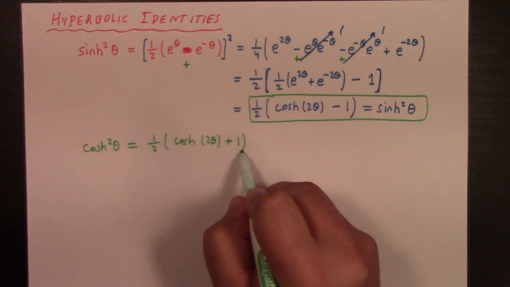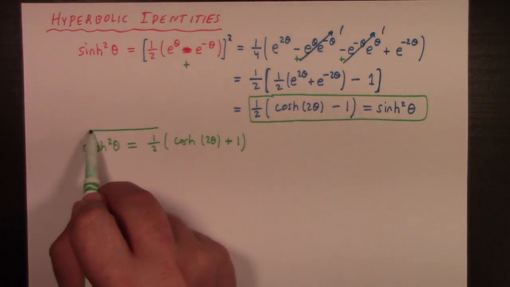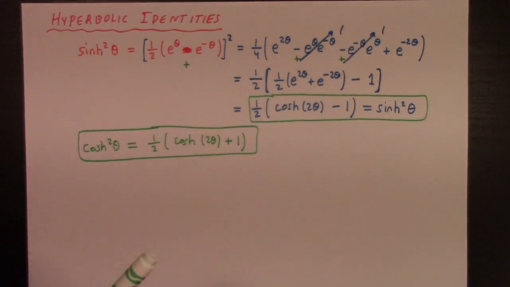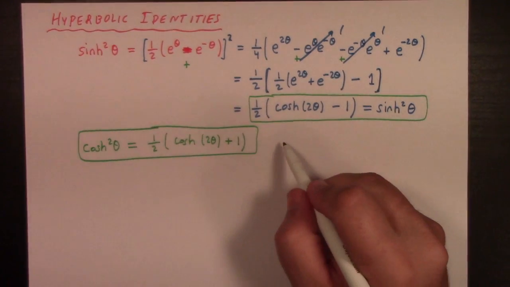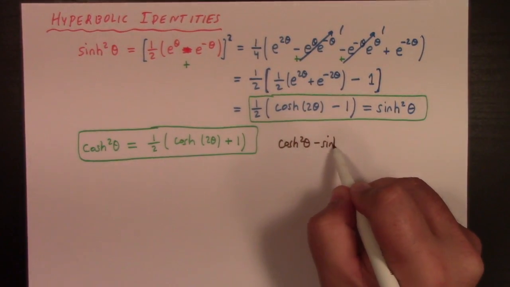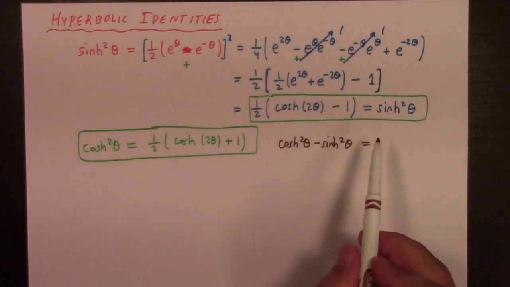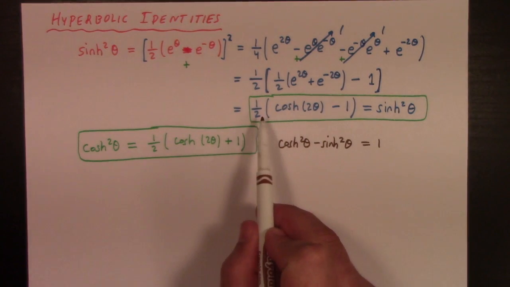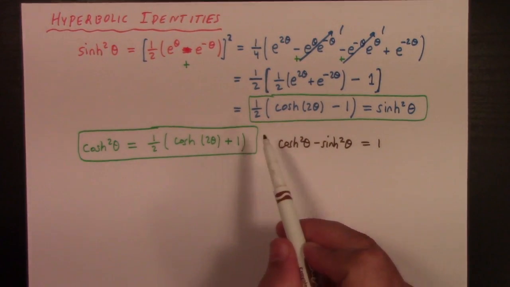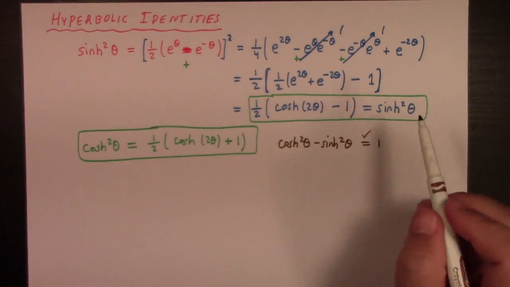Now, does that make sense? I think it does. You can check these two identities. If they're legit, we should be able to see that cosh squared theta minus sinh squared theta is equal to 1. And you can pretty easily see that if you take this formula and subtract that formula, the cosh 2 thetas cancel, and you get 1 minus a minus half, which is otherwise known as 1. So, ka-ching, there we go.